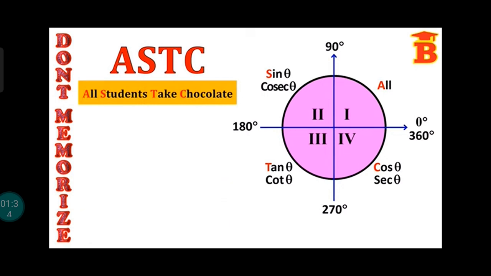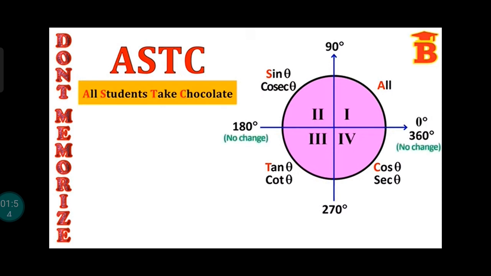Here A denotes all in the first quadrant. S denotes sine in the second quadrant. T denotes tan in the third quadrant. And C denotes cos in the fourth quadrant respectively.